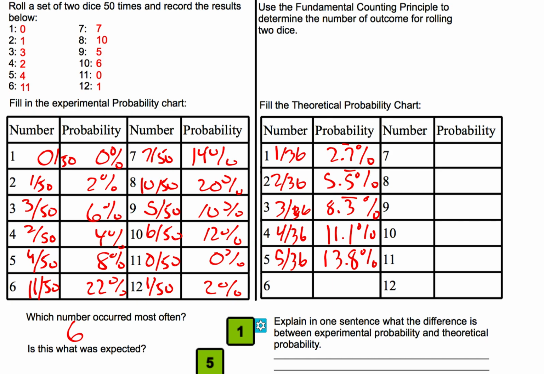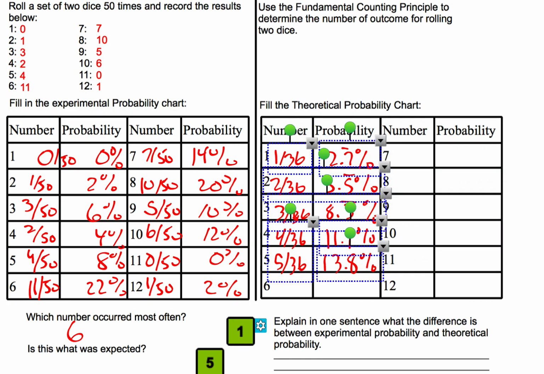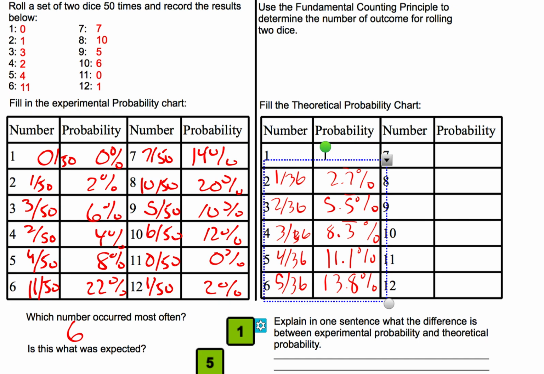Oh, I've made a mistake here. All of these I am off by 1. Let me just move them all down, because 1 has a probability of 0 happening. Okay, I've got these lined up correctly. 7 can happen 6 out of 36 ways, which is 16.7%.